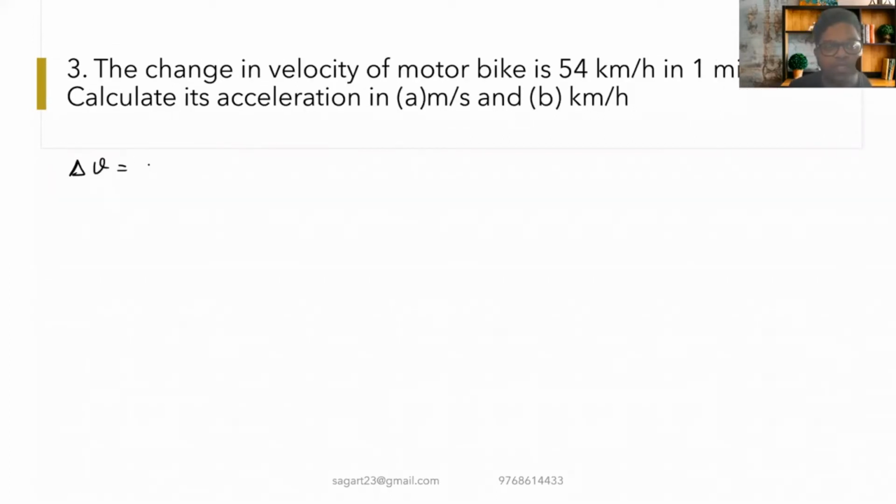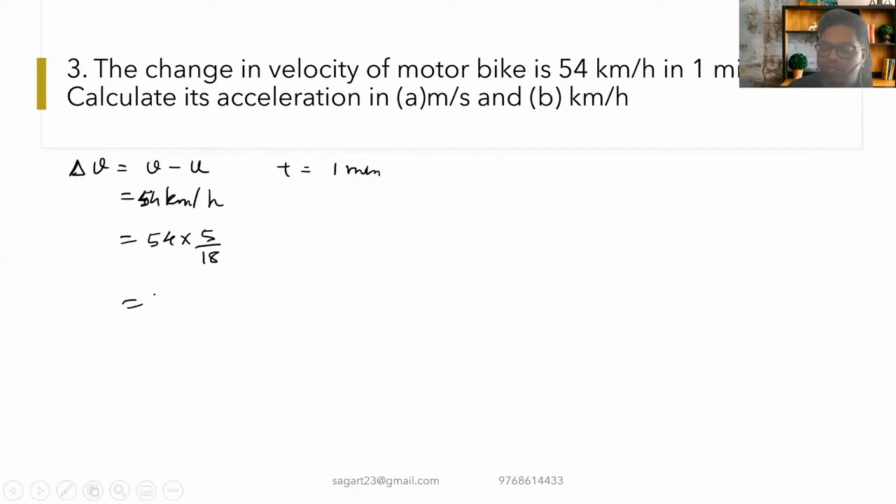Change in velocity. Now, how do you write change in velocity? V minus U, and this is 54 kilometer per hour, and the time given is 1 minute. Okay, now this is in kilometers per hour. So that can be done as 54 into 5 by 18, and that will give you an answer of 15 meter per second, and the time has to be in seconds, so that is 60 seconds.